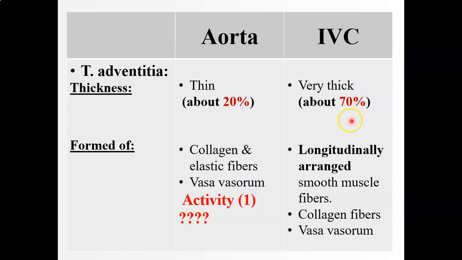The last layer is the tunica adventitia. In the aorta, it represents 20%, while in inferior vena cava, it represents 70%. It is formed in the aorta of elastic fibers and vasa vasorum. What is the meaning of vasa vasorum? Think about what vasa vasorum is and try to answer this activity. Longitudinally arranged smooth muscle is present in the inferior vena cava. This is the characteristic of inferior vena cava. The adventitia in inferior vena cava contains longitudinally arranged smooth muscle fibers, but also contains collagen and vasa vasorum.